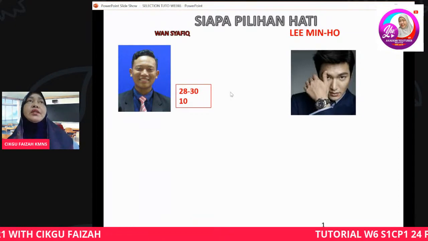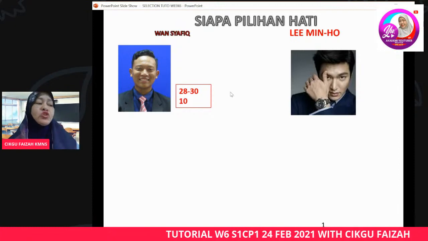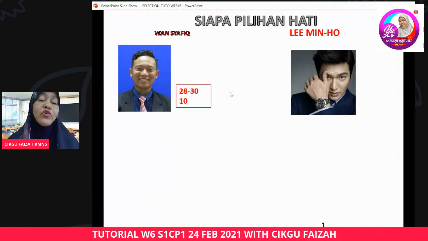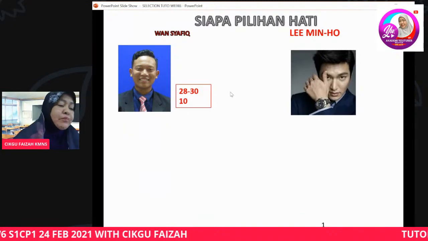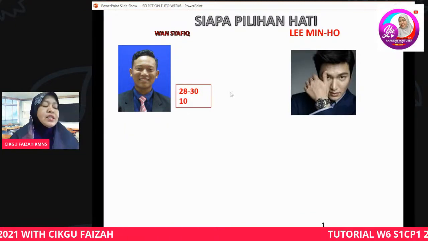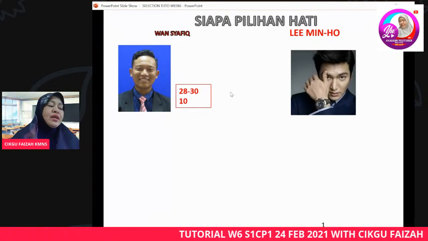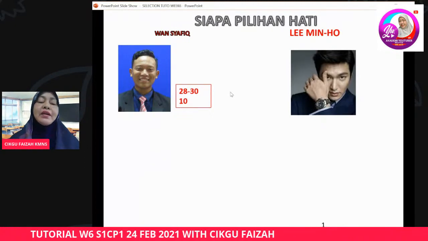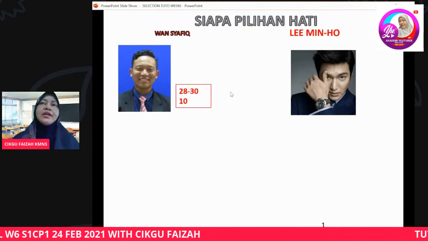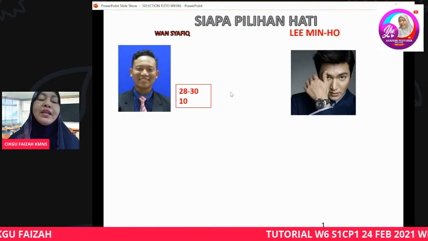This is the factor of biotic potential when you learn about the first topic under ecology. Under the topic of population ecology, when we mention biotic potential. Biotic potential is the maximum reproductive capacity of a population under optimum environmental conditions. So Wan wants to start marrying between 28 to 30, and Wan wants 10 children.